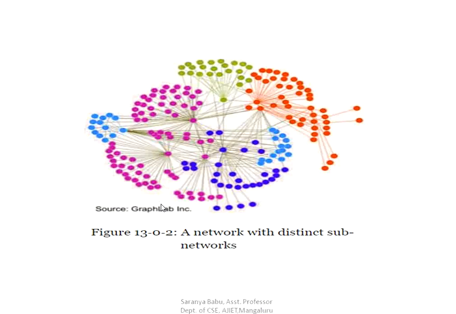See here. This is one subnetwork. This is another subnetwork. This is one. This is one. So like this, a network with distinct subnetworks has been identified.